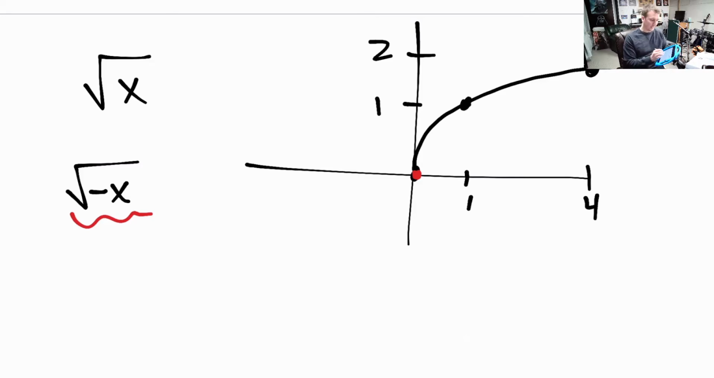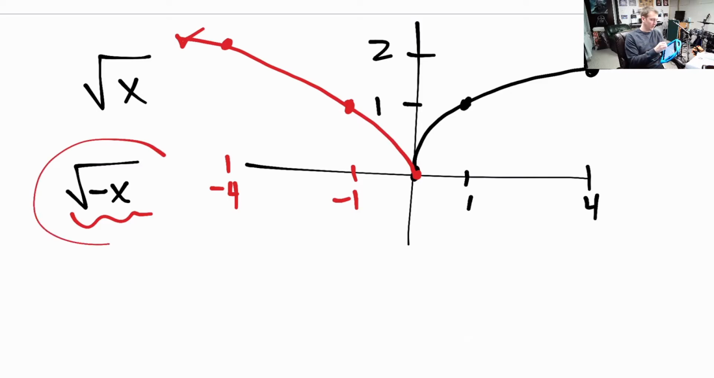So what do we need to do? We plug in negative 1. And that gives us the square root of positive 1, which is 1. We plug in 4. Ooh, can't do that. We need to plug in negative 4 so that we get the square root of positive 4, which of course gives us a height of 2. There you go. We change the sign of the x, and we get the reflection across the y-axis of the graph of square root of x.